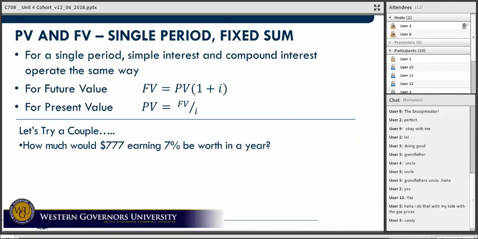So how much would $777 at 7% interest be worth in a year? Go ahead and solve that. Anybody can take a shot at it?